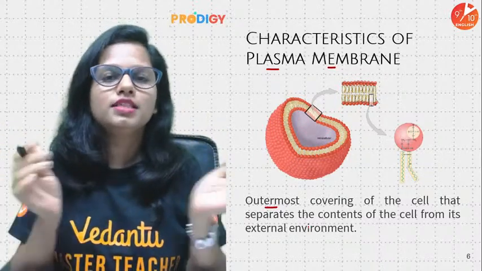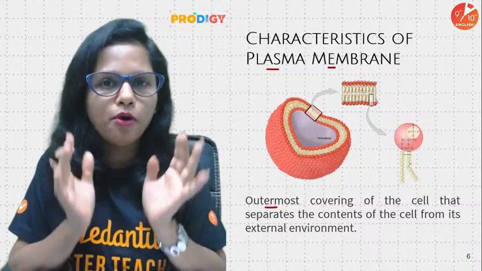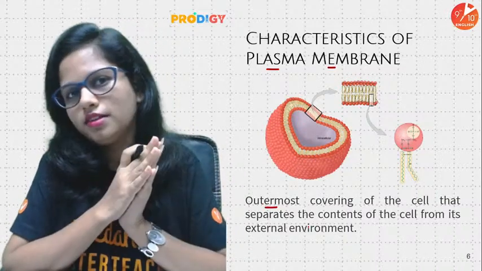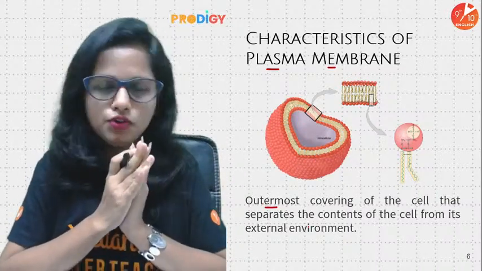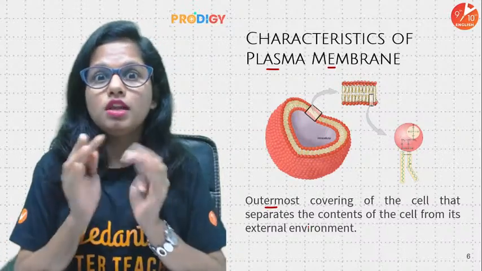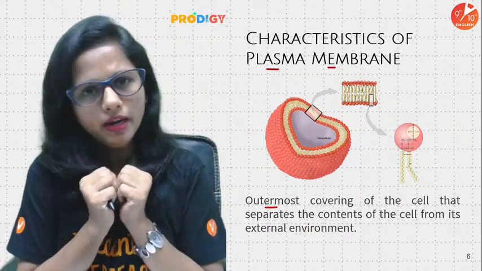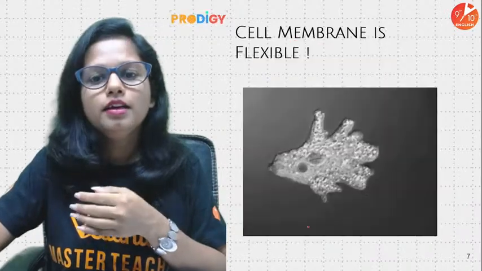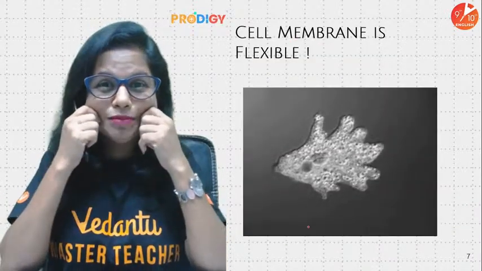It protects the inner cellular contents from the outside world. It protects the inner contents of the cell from the external environment. Now people, I told you that the cell wall is very stiff and rigid. But on the other hand, the plasma membrane is very flexible.